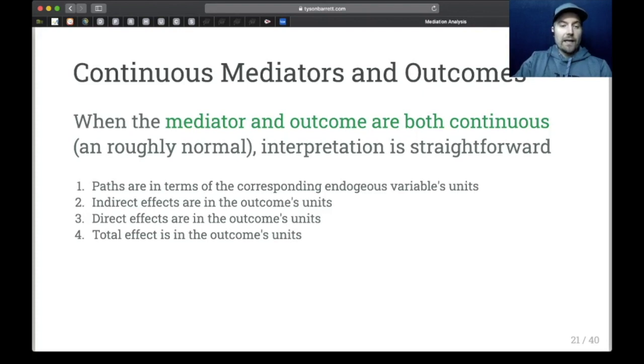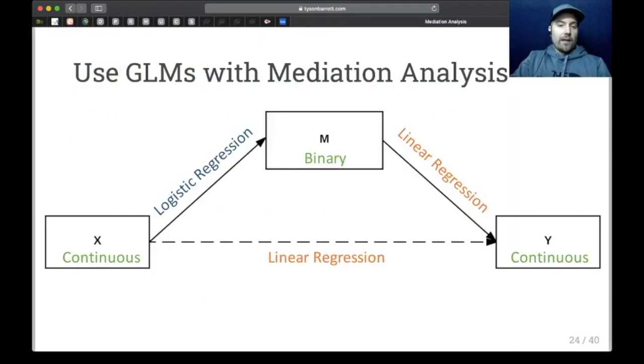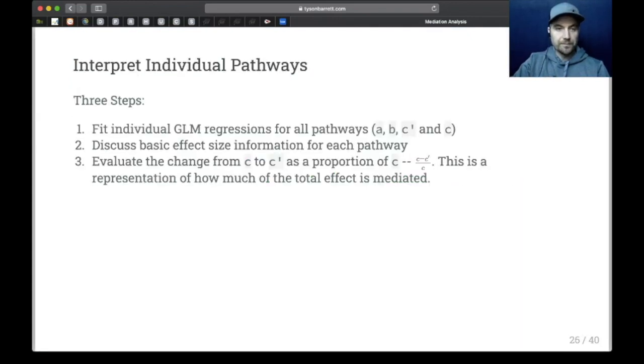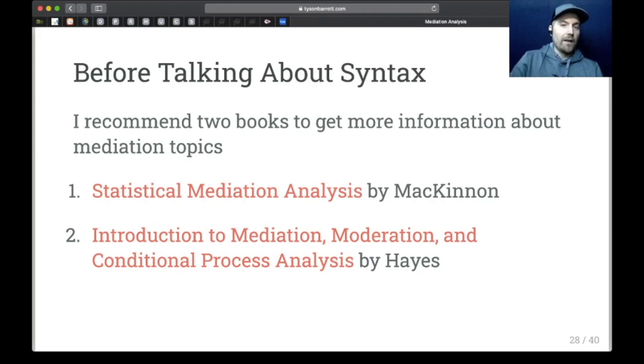At this point, the slides go over some things referring to the types of mediators and outcomes. And if you're interested, it goes into a lot of depth of how you can handle these situations. But we're going to jump into actually how we use mediation. Before we actually get into the syntax, there's some good books on this if you're interested in learning more about this approach in general. There's Statistical Mediation Analysis by MacKinnon. And there's an Introduction to Mediation, Moderation, and Conditional Process Analysis by Hayes. Same author of the book that we use in this class. Those are really good.